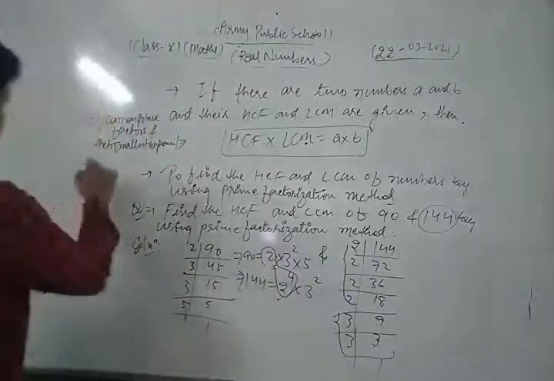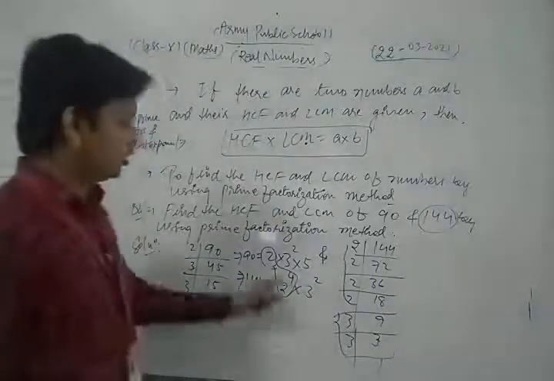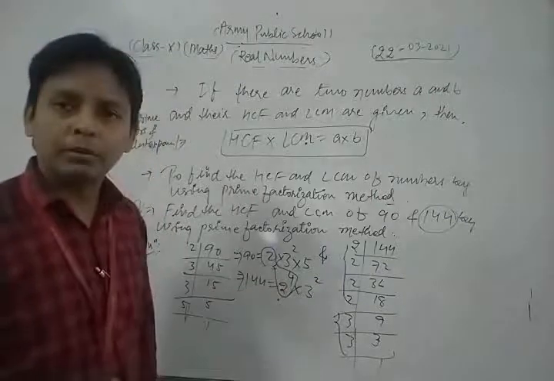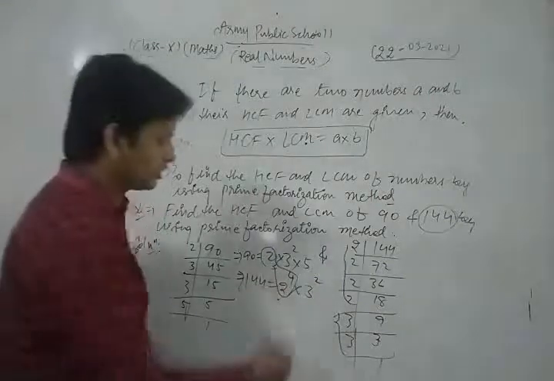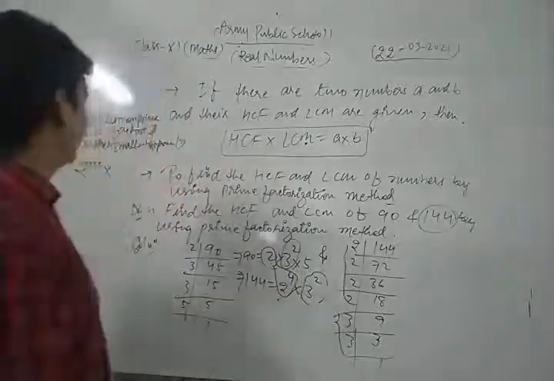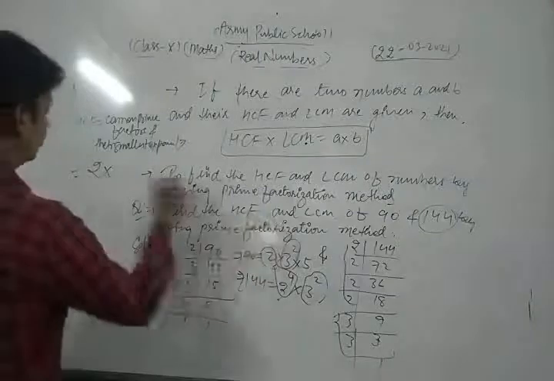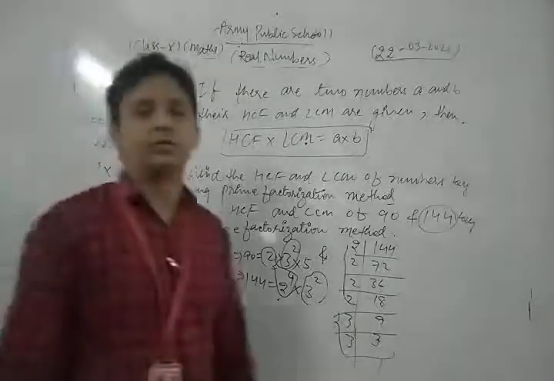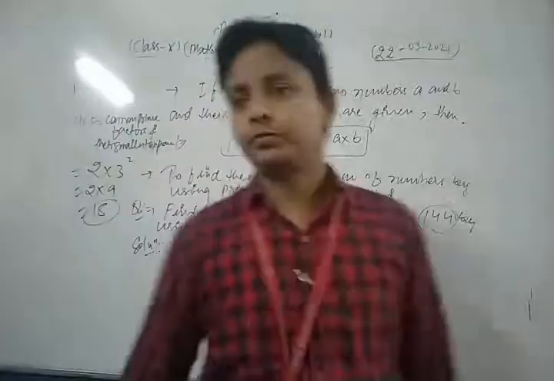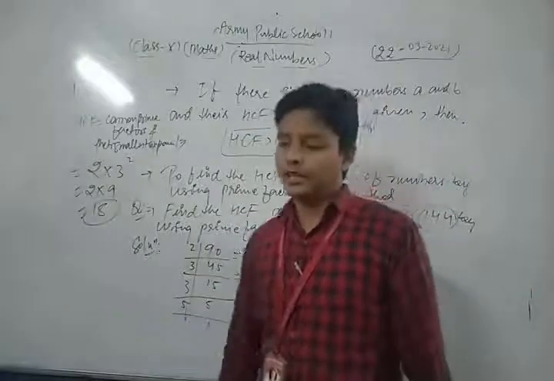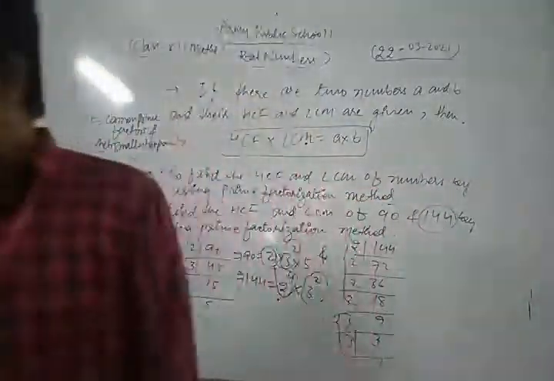Now second, the common prime factors other than 2: that is 3, and the smallest exponent is 3 power 2. So we simplify: 2 into 9 is 18. Thus the required HCF of these two numbers is 18.